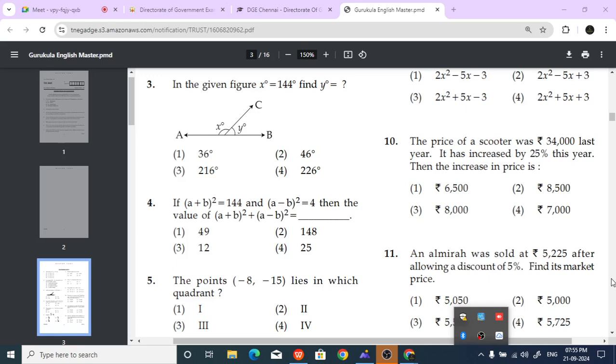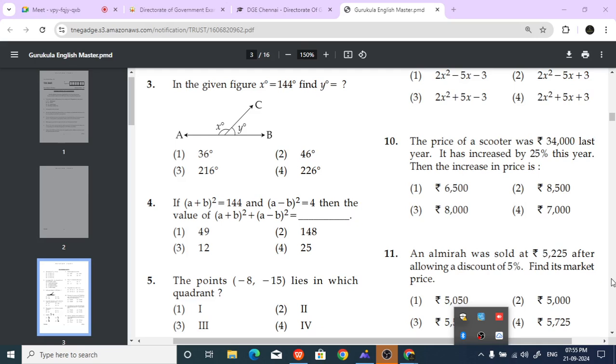How did you get it? You tell me, what did you do? Sir, 25% means 25 by 100 into 34,000. Correct. 25 divided by 100 into 34,000. 25 divided by 100 is 1 by 4 into 34,000. That is 34,000 divided by 4. That is equal to 8,500. Very good. Fantastic.